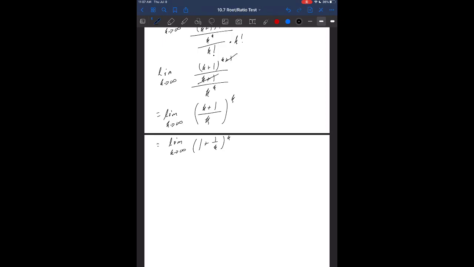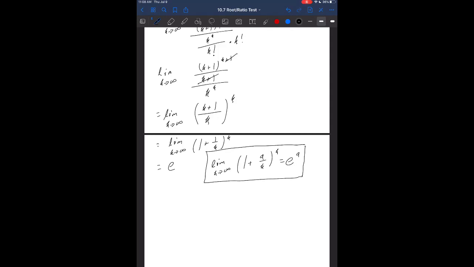Rewriting this slightly, we have the limit as k goes to infinity of (1 plus 1 over k) to the k. And if you remember back from your Calculus 1 days, we actually were able to evaluate this limit, right? This limit evaluates to this indeterminate form of 1 to the infinity, but we actually know that this is going to be equal to e, right? In general, we have the limit as k goes to infinity of (1 plus a over k) to the k is going to be equal to e to the a.